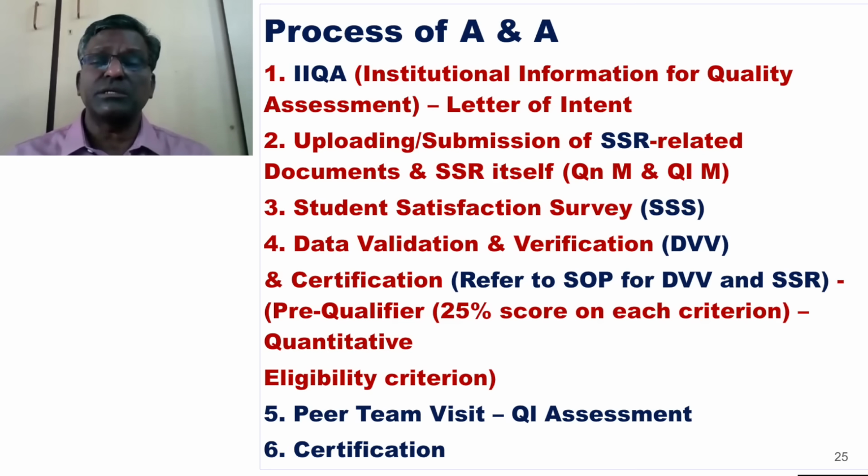Because the questionnaire is already available on the NAAC website. There are 20 MCQs, 20 objective questions, and there is one subjective question. So it is open book. The questions are already available on the NAAC website. So NAAC will directly contact 10% of the student community, and they will be administered this survey. So they will have to answer the 21 questions, 20 objective type questions and 1 subjective type question. That is called Student Satisfaction Survey, and this is handled directly by NAAC.